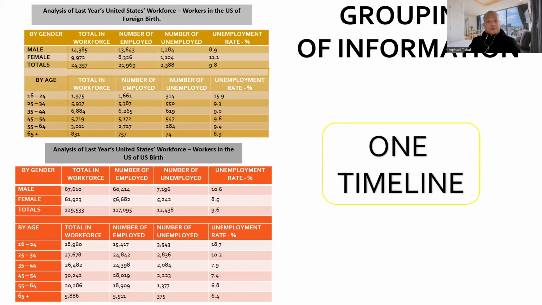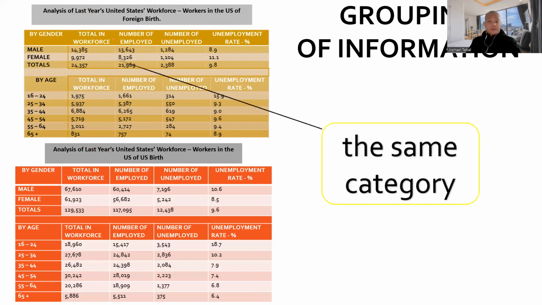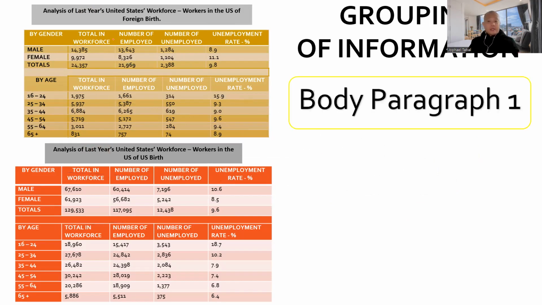So how do we group the information then? Now, as you can see, there's only one timeline. The survey was conducted last year. There's one timeline. So that is why, since there is one timeline and they have the same category, the table is the same category, there is gender and by age, and total workforce, number employed, number of unemployed, unemployment rate, same category in each column. So that is why when we write our essay in body paragraph 1, we should write by gender. So that is our body paragraph 1.